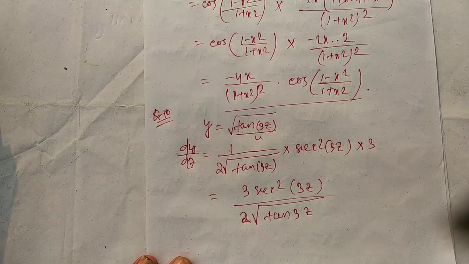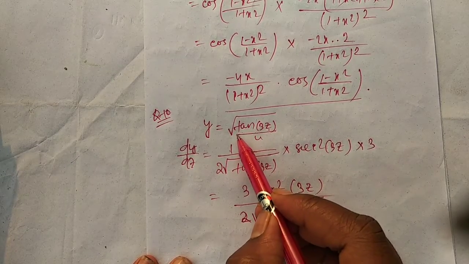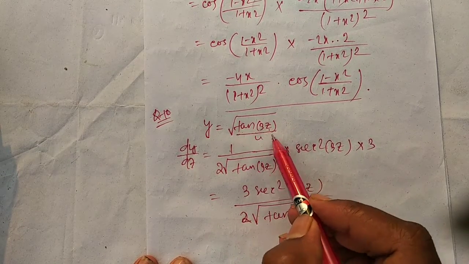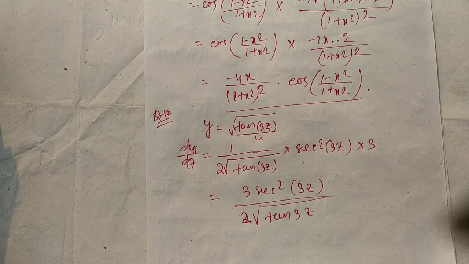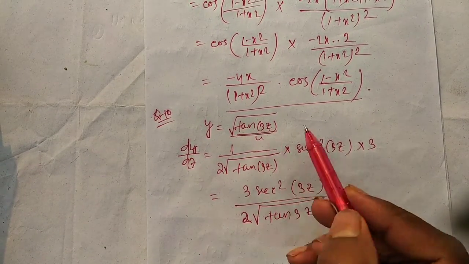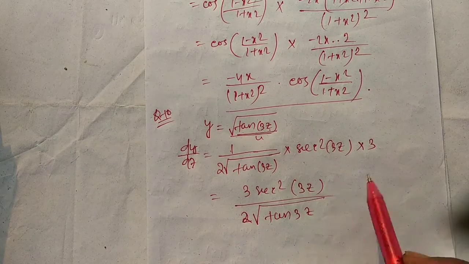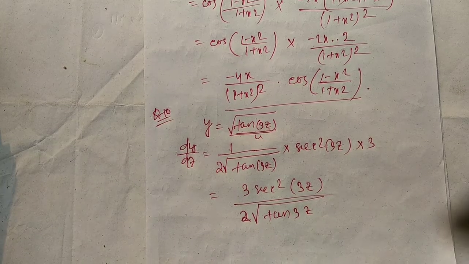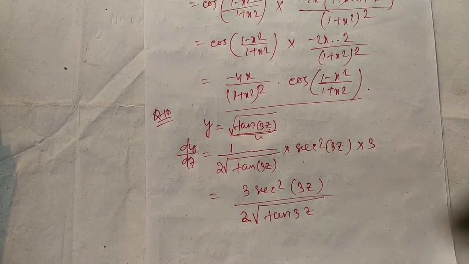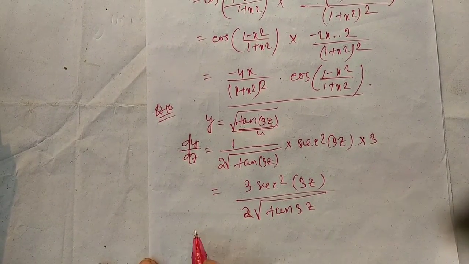Again I am explaining. Here this is a function of tan 3z. Again tan 3z is a function of 3z, and again 3z is a function of z. 3 times we have to apply chain rule. First differentiate this one with respect to tan 3z, again tan 3z with respect to 3z, again 3z with respect to z. This is how we have solved. Okay, so let's solve one more problem.